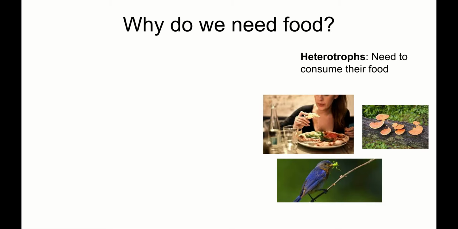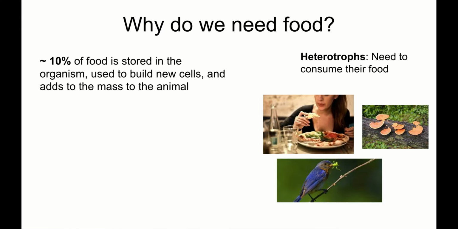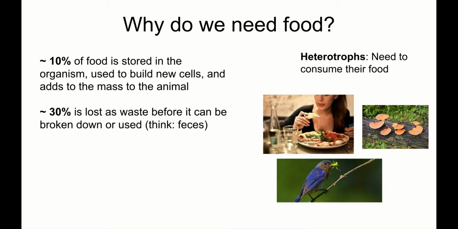And what about heterotrophs? Well, heterotrophs have a slightly different breakdown. About 10% of the food that heterotrophs eat is stored in the organism, used to build new cells, and adds to the mass of the animal. But about 30% of the food that heterotrophs eat is lost as waste before it can be broken down or used. Think feces. About 30% of the food you eat just passes right through you and doesn't actually move from your gastrointestinal tract into your body. It just passes through you.